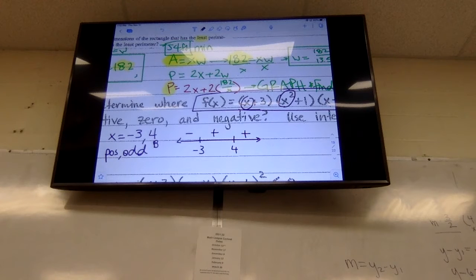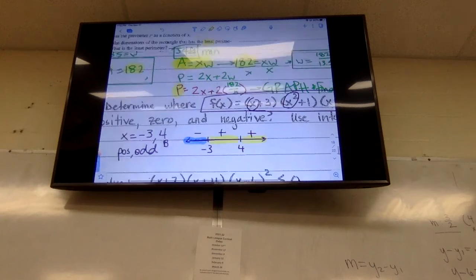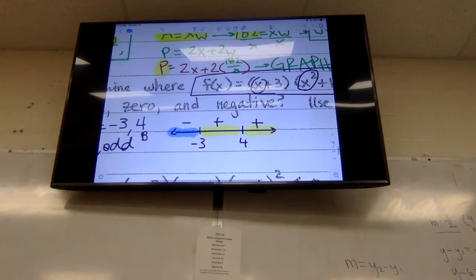All my answers are going to be written in interval notation, based on these intervals. So if I use the color coordination I did before, my function is less than zero from negative infinity to negative 3. And then my y is bigger than zero from negative 3 to infinity. Now notice that I didn't mark anything on my negative 3 and 4. That's where we equal zero. So sometimes we're going to include those, sometimes we're not.